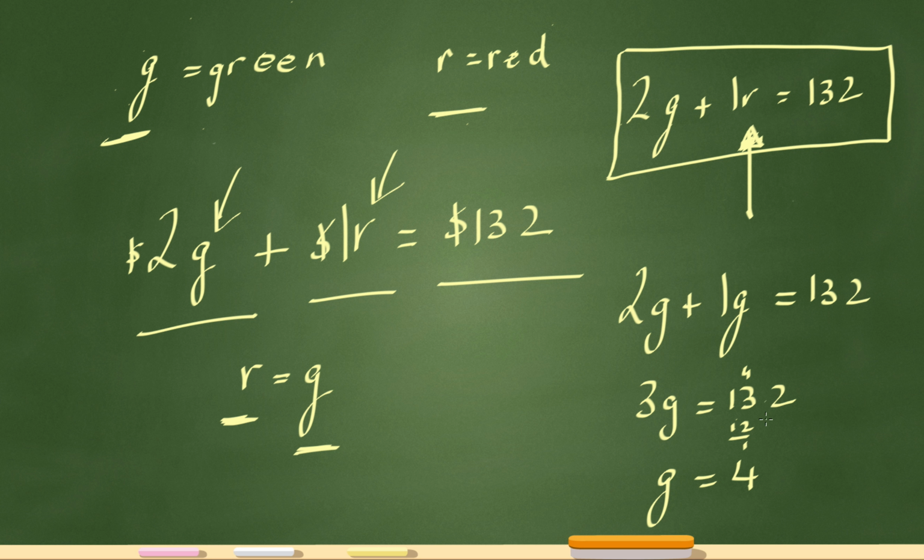And then there's 1 left over. I'll bring that 2 down. And 3 times 4 will be 12. So that will be 44. So green lollipops, he got 44 green lollipops. And that would obviously mean that he had 44 red lollipops.